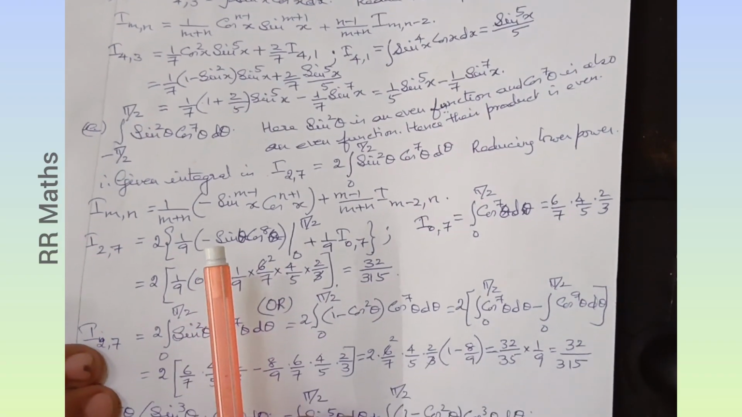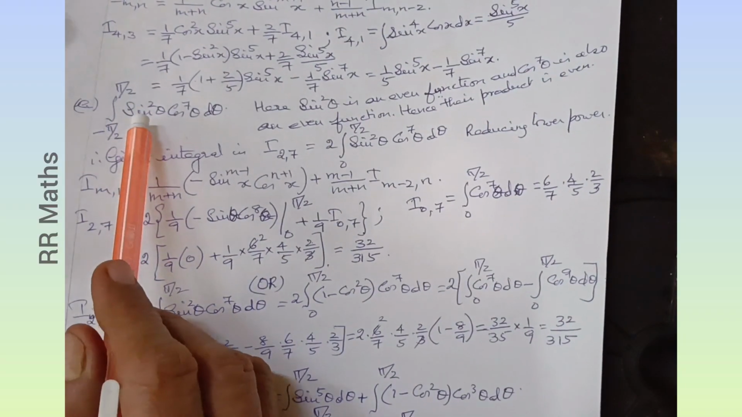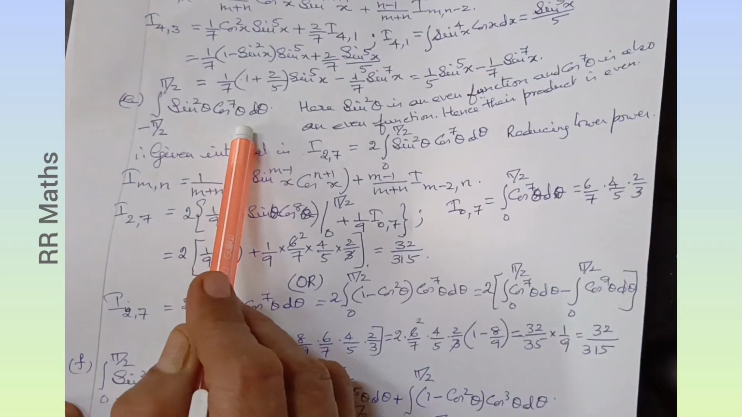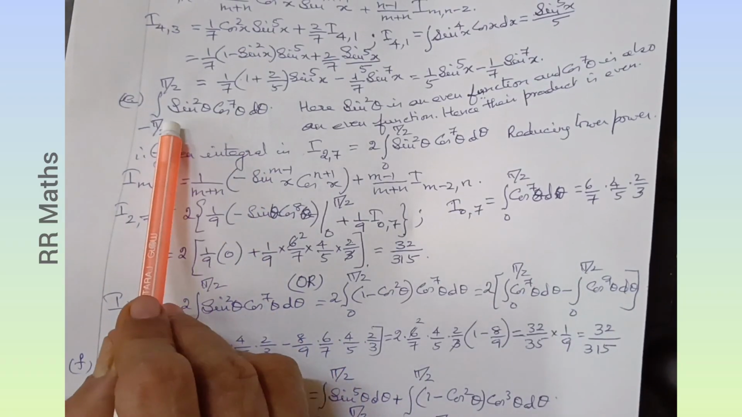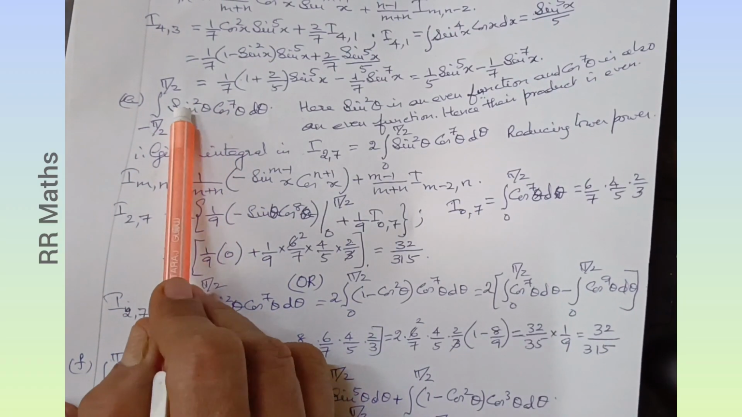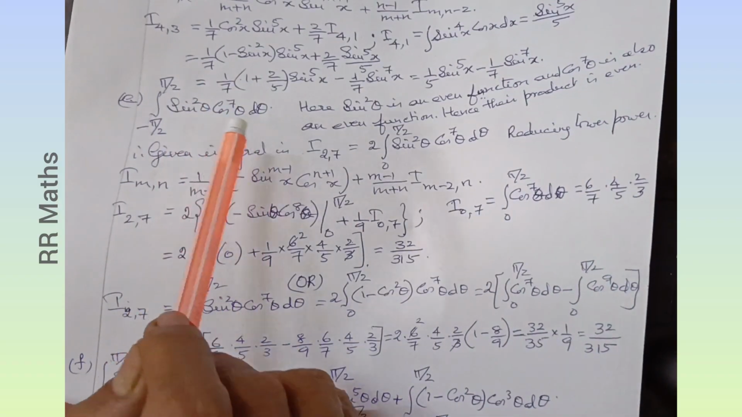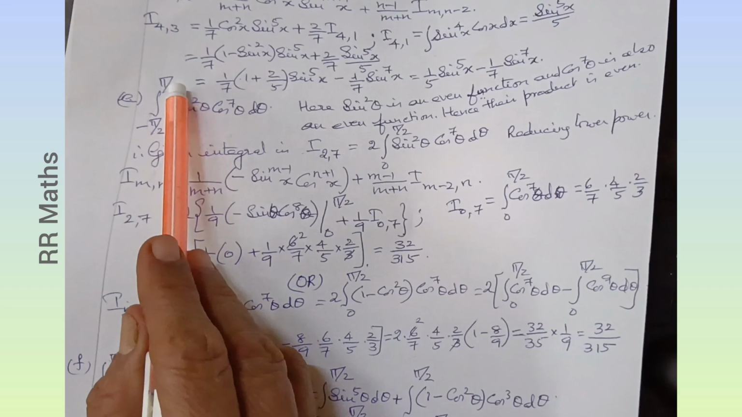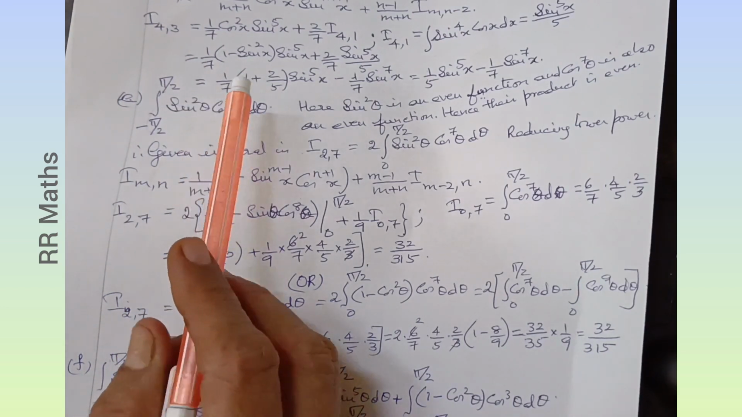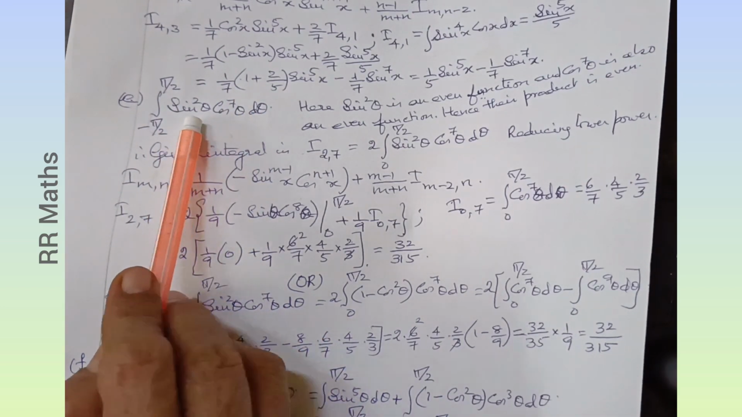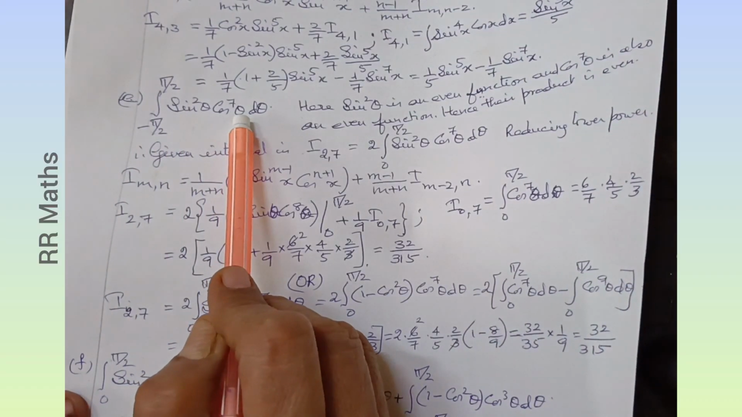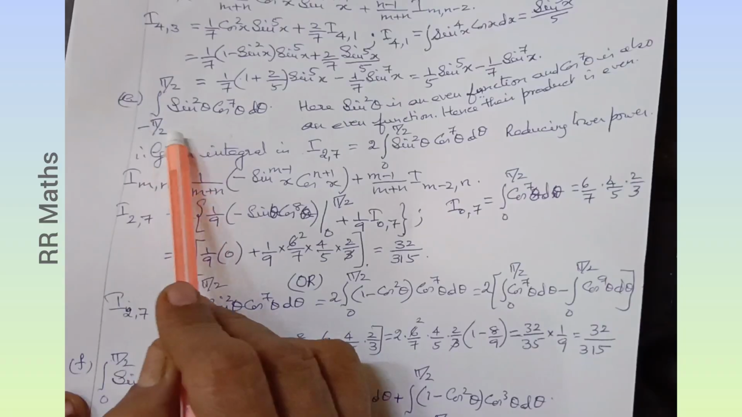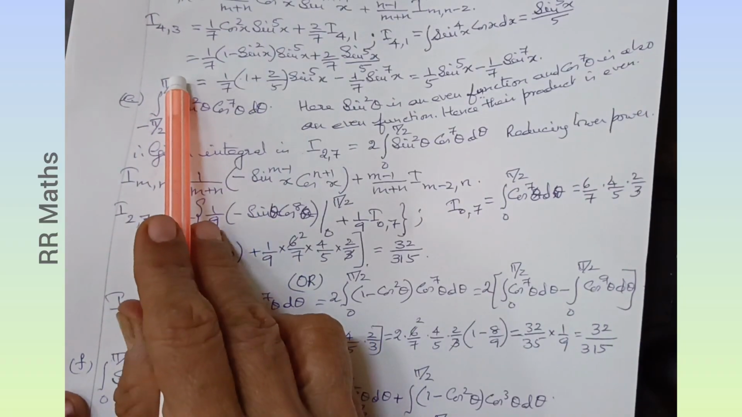We'll go to the next problem. The next problem was: evaluate the integral from minus pi by 2 to plus pi by 2 of sine square theta cos power 7 theta d theta. Now here 2 is the odd smaller value, so we will actually reduce this. Before that, I have my limits from minus pi by 2 to plus pi by 2. Sine square theta is an even function. Cos theta is already an even function, so the product is also going to be an even function. So this can be written as 2 times the integral from 0 to pi by 2.